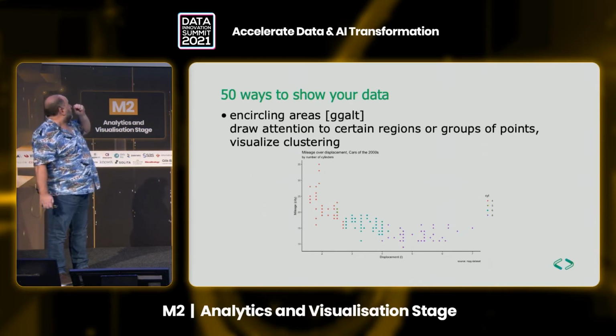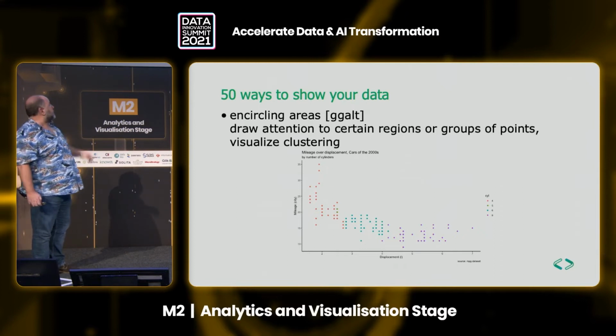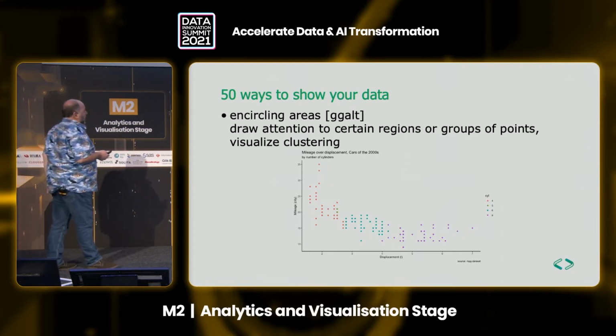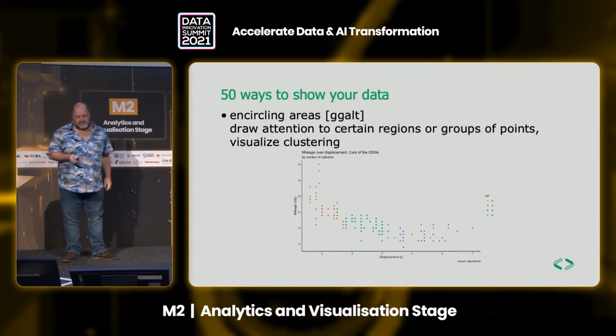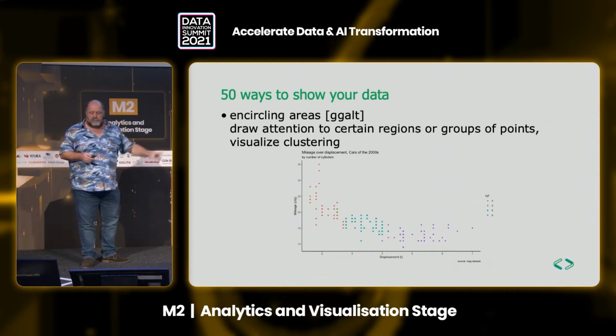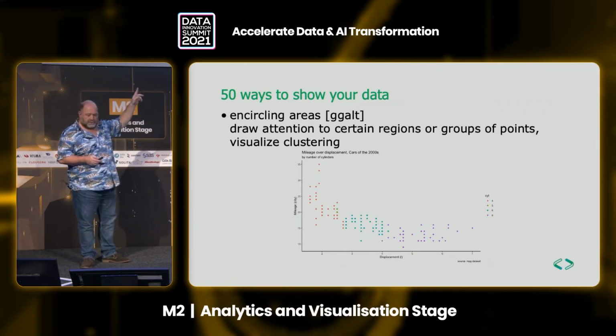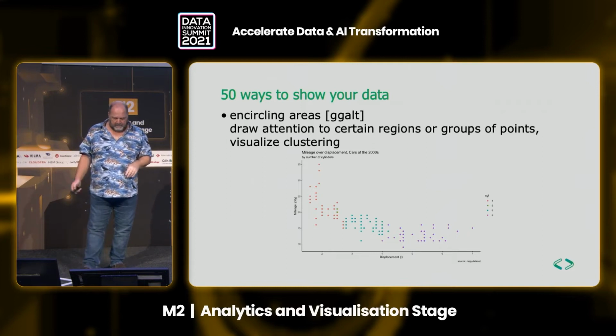In R, there are some built-in data sets. A couple of them deal with car data. So here we have the mileage over the displacement of some cars, and you see the different colors representing different cylinders of the engine. And there are some 5-cylinder models. You can see that very clearly.